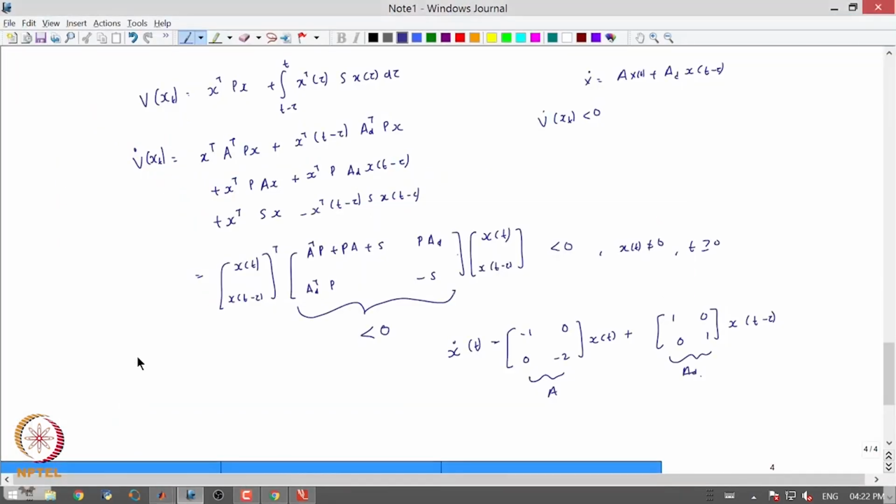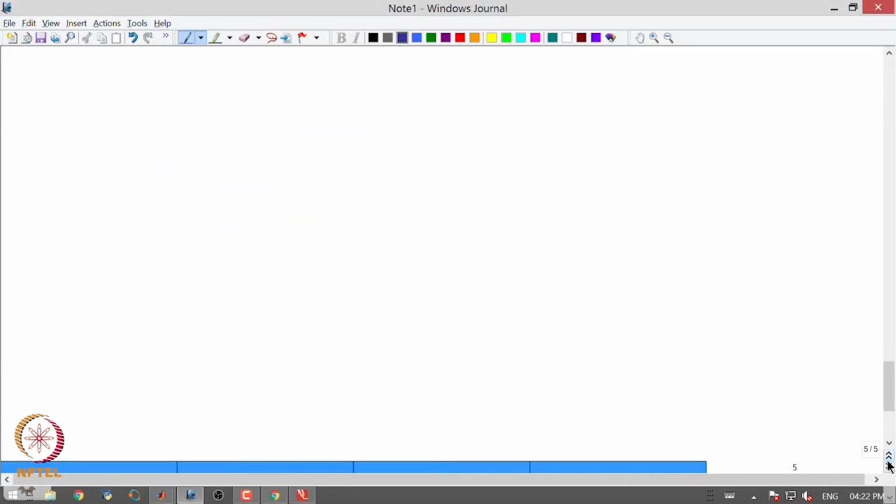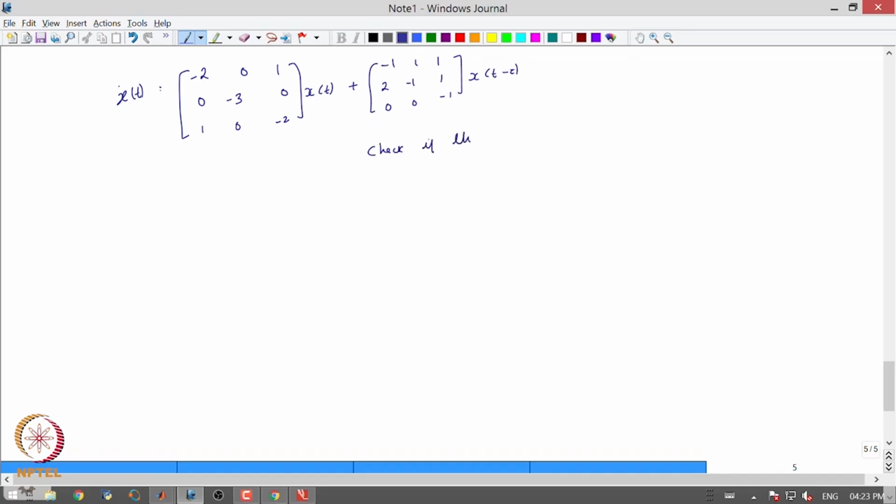Let me write down the problem properly. So, in this example, x dot is [-2, 0, 1; 0, -3, 0; 1, 0, -2] x(t) plus [-1, 1, 1; 2, -1, 1; 0, 0, -1] x(t minus tau), and check if this system is stable independent of delay.